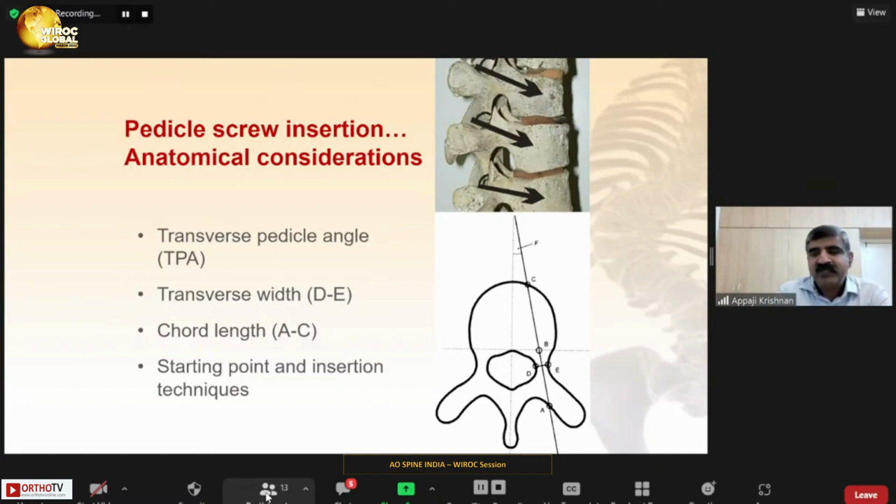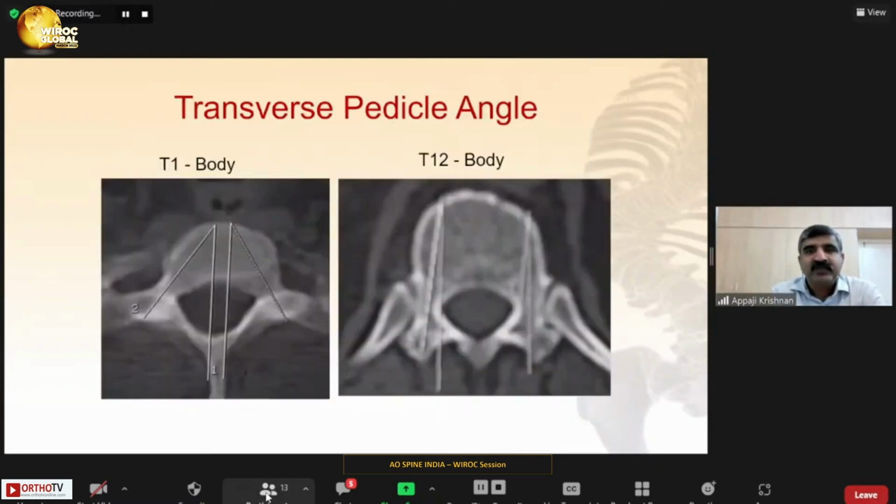The entry point and other things are slightly different from lumbar pedicle screw. So as I told you, the transverse pedicle angle, which is the angle between the transverse midline and the pedicle, is widest at T1 and narrowest at T12. In fact, in T12, sometimes you can even have a negative 5 degrees rather than a positive angle converging inward. So you should be aware of these angles when you start inserting the pedicle screw.